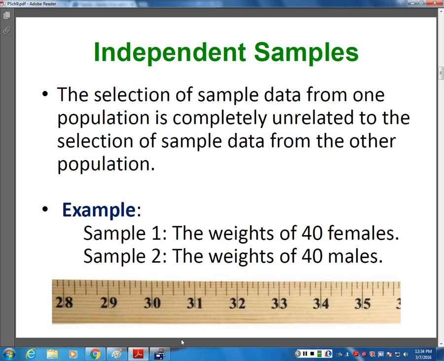In independent samples, the selection of sample data from one population is completely unrelated to the selection of sample data from the other population. For example, the weights of 40 females and the weights of 40 males. These are two independent samples. And the collection of data from one is unrelated to the collection of data from the other one.